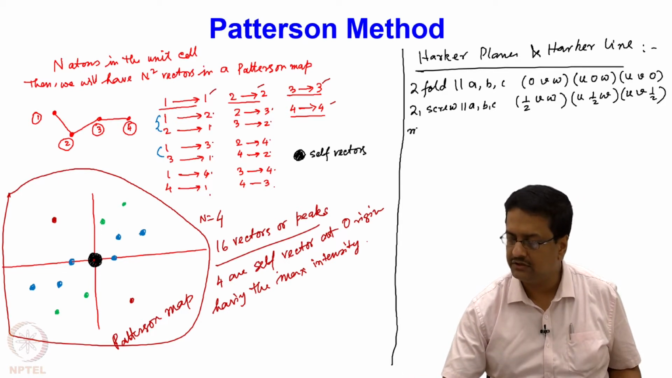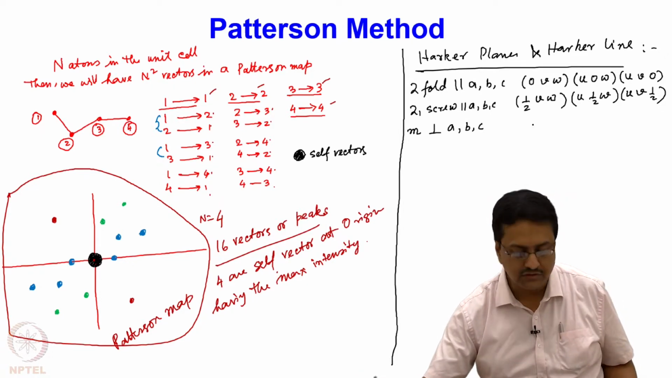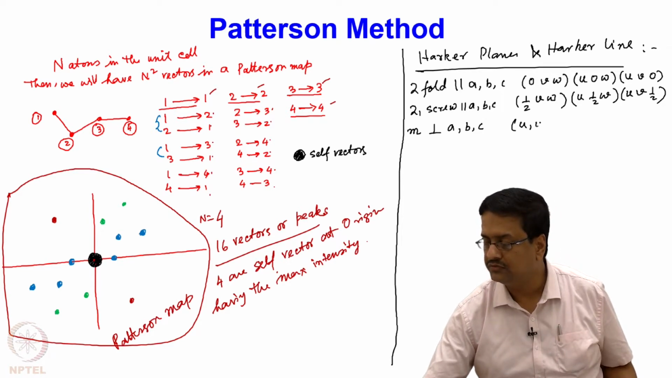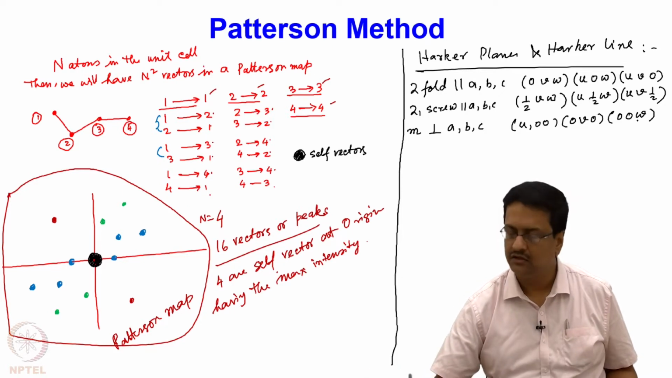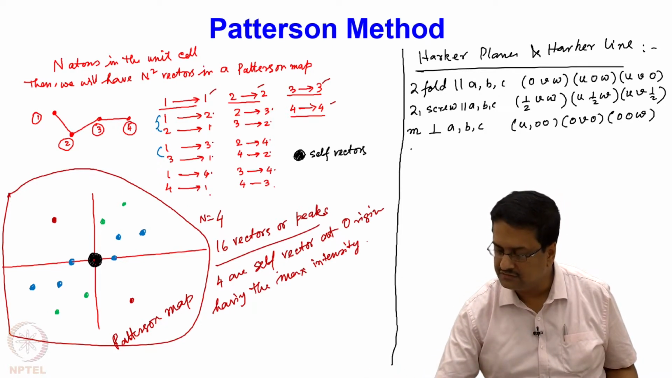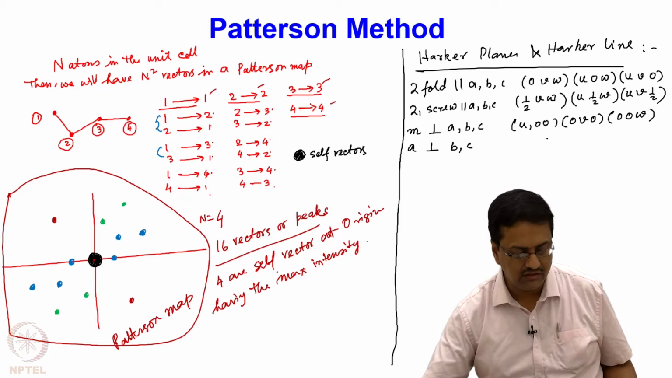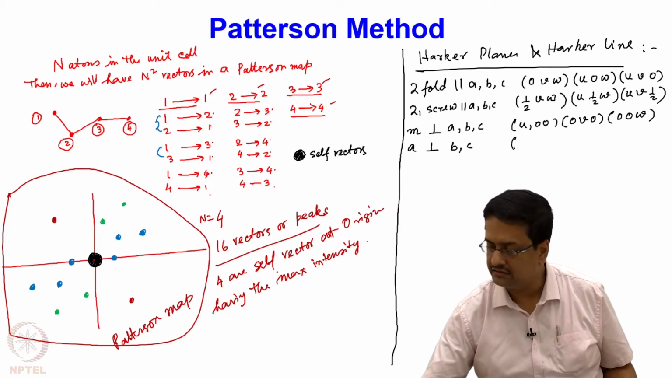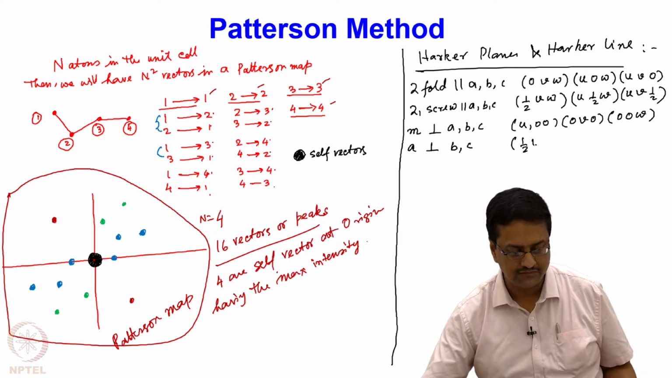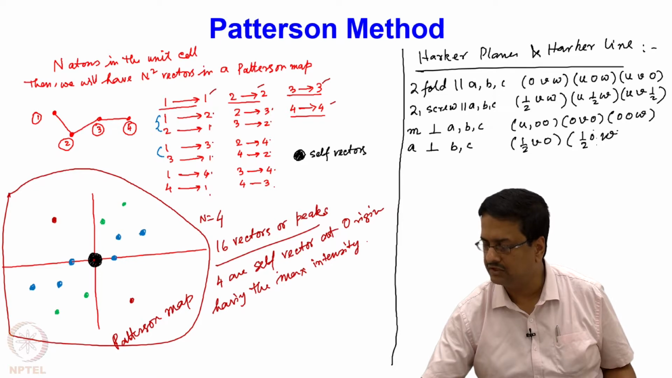Similarly, if there is a mirror plane perpendicular to A, B or C, the Harker lines will then become u 0 0, 0 v 0, 0 0 w, or the A glide perpendicular to B or C will represent a Harker line like half v 0 or 0 half w.